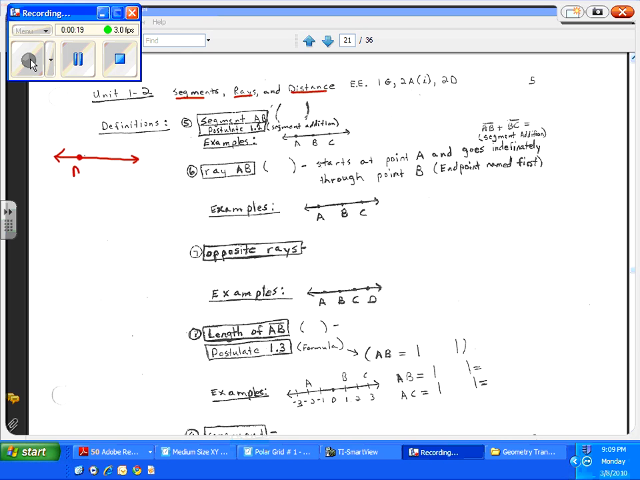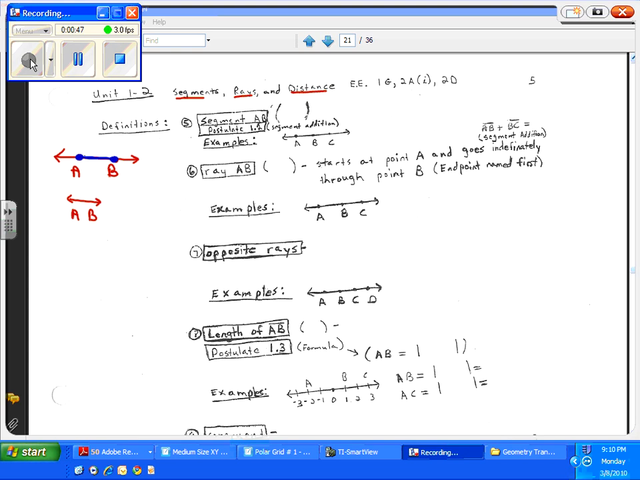If we had a line with 2 points on it, like line AB, the way we name the entire line is arrows on both ends and then AB. If we only wanted a segment, then we would start at A and stop at B and have all the points in between.